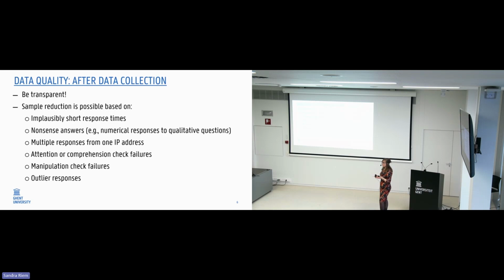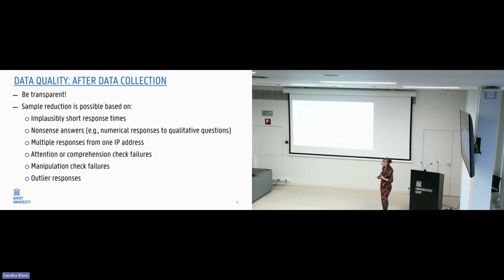Nonsense answers, of course. When you ask a qualitative question and they answer with a numerical answer, that's kind of strange. Probably they didn't read the question, and it's also a reason to exclude them. If you see multiple responses from one IP address, it is possible that workers redo the survey because they get paid for it. They may think, "This researcher paid me a lot, I'm just going to redo the survey or the experiment." So look at the IP addresses and you can exclude the ones that filled it out multiple times.